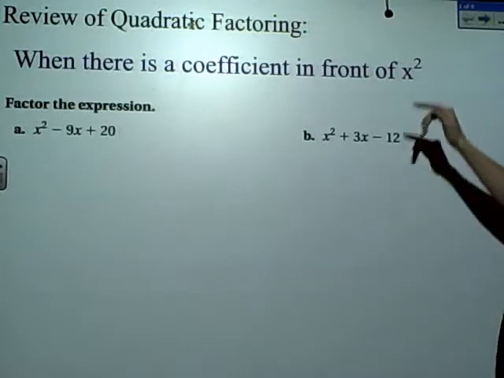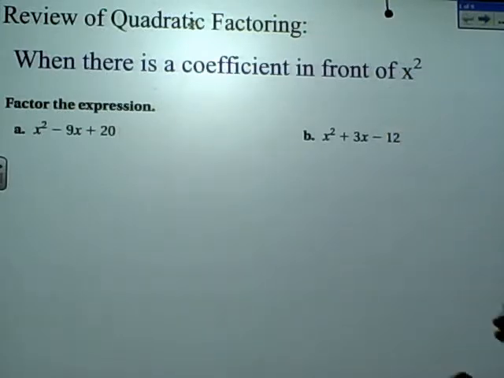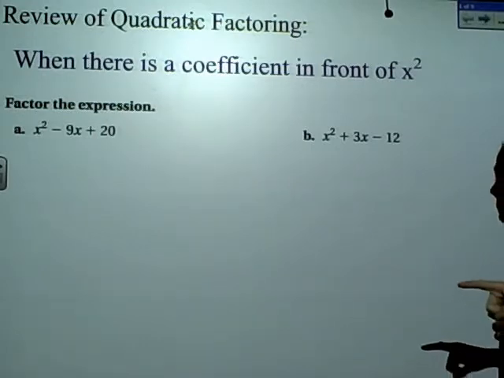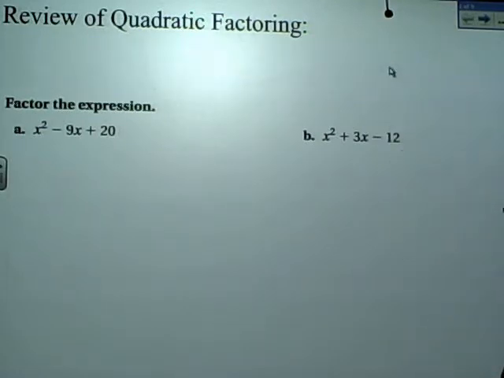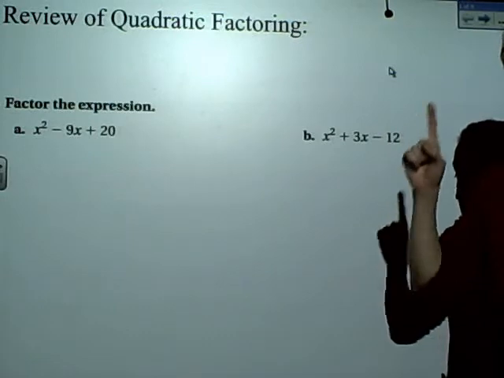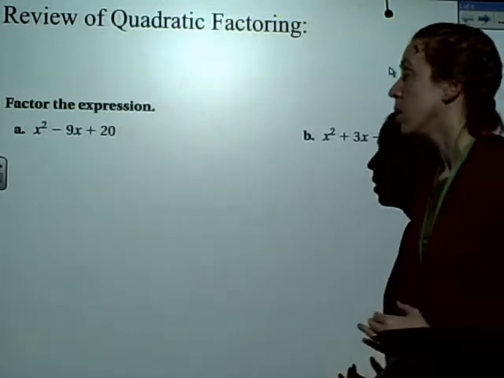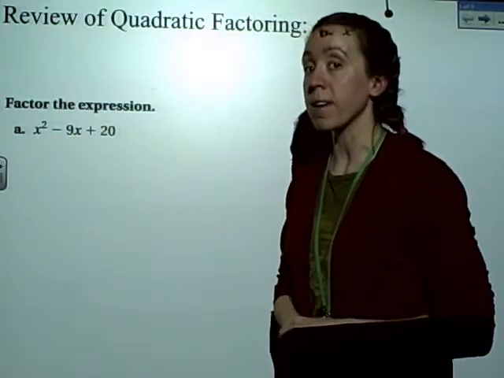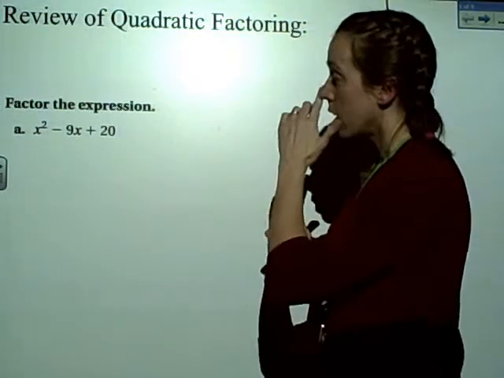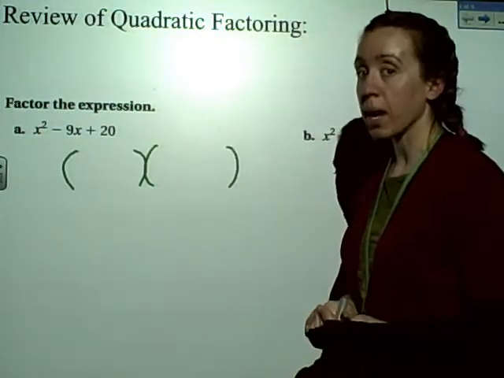Okay, so when you have a leading coefficient that's 1, and this title is incorrect. When there is a coefficient of 1 in front of x squared, you're going to use this method of factoring. We have our quadratic right here. I notice there's a 1 in front of x squared, so I'm like, fantastic. We're going to use this method. We're going to write a set of parentheses right away.